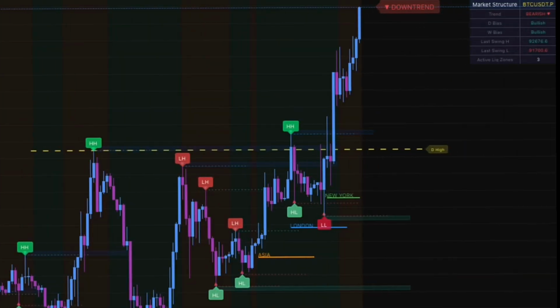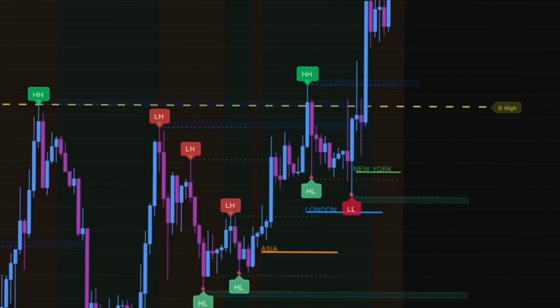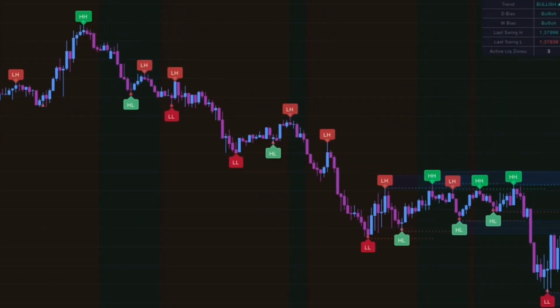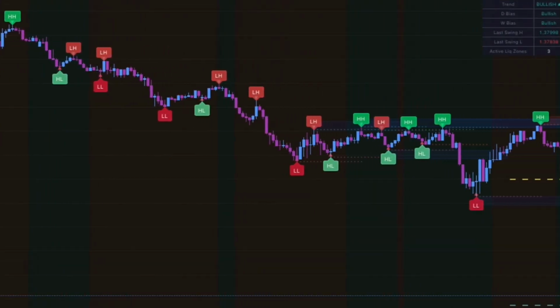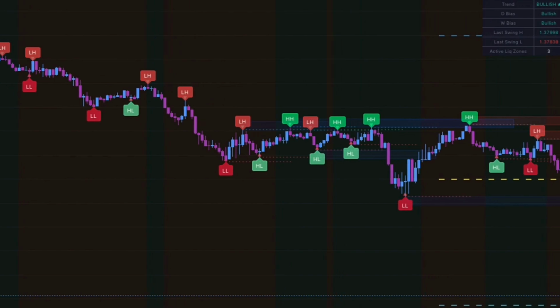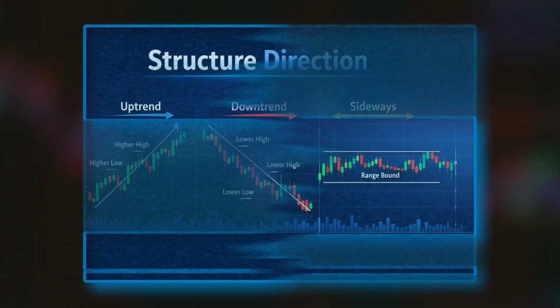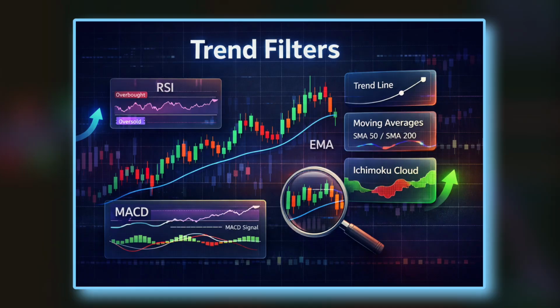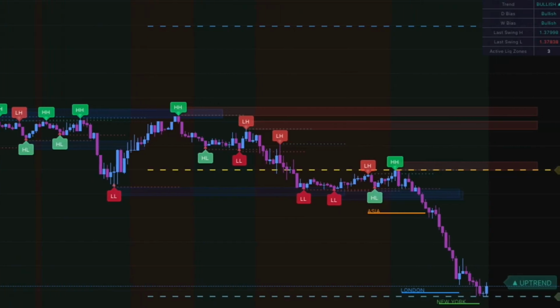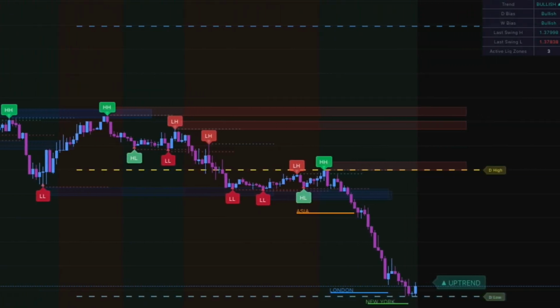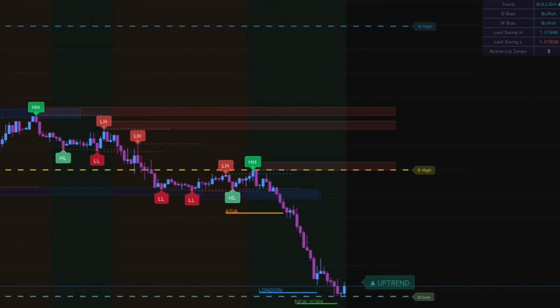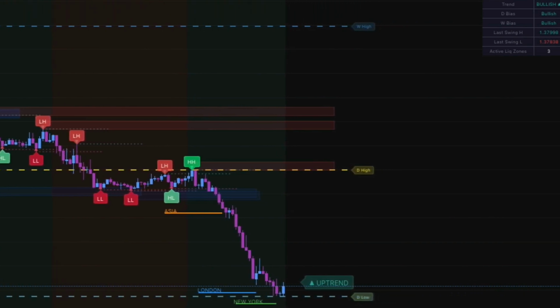On top of that, the indicator highlights the major trading sessions like Asia, London, and New York, which matters because most meaningful moves happen during London and New York. When structure breaks during inactive sessions, it's often a trap. Trend is also filtered using multiple methods instead of a single signal. Structure direction, moving averages, and trend filters work together, so you're not guessing whether the market is bullish or bearish. When everything aligns, you're trading with institutional flow instead of fighting it.